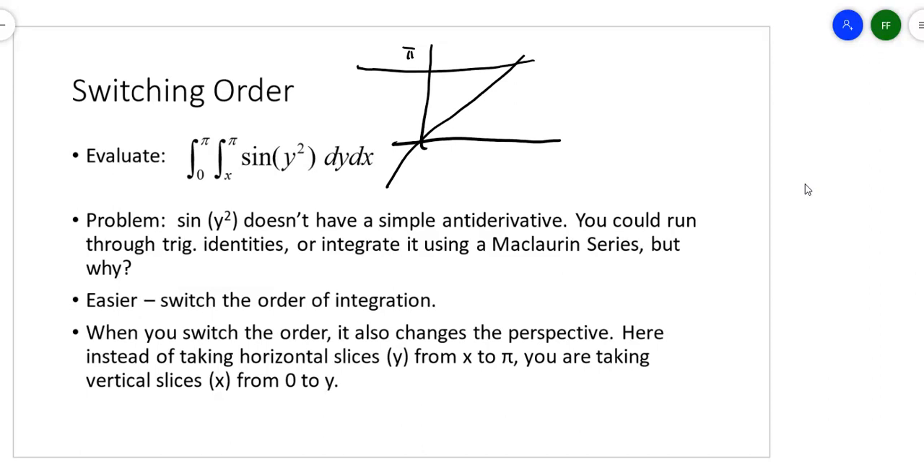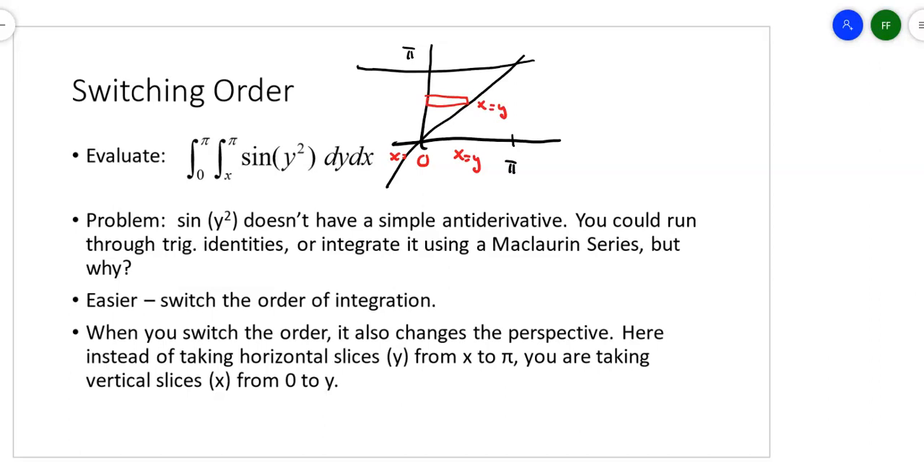And then the x values go from 0 to pi. Instead, I should look at this the other way. So if I want to do the x's first, where is this going to go on the x's? It's going to go this way here from x equals 0 to x equals y. Right? So this function here is x equals y.